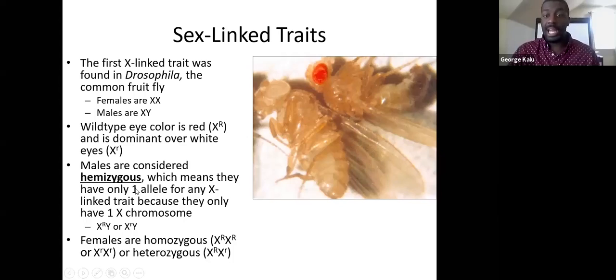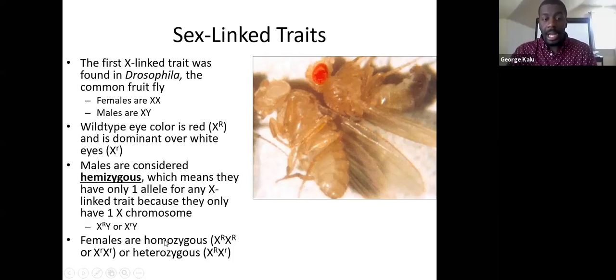Meaning that they're only going to have one X chromosome and one allele for that particular trait, because again, you only have one X chromosome. And so they're either going to be X big R Y or X little r Y. Again, X because it's on the X chromosome, R, either dominant or recessive, and then the Y because they're also going to be carrying the Y chromosome.